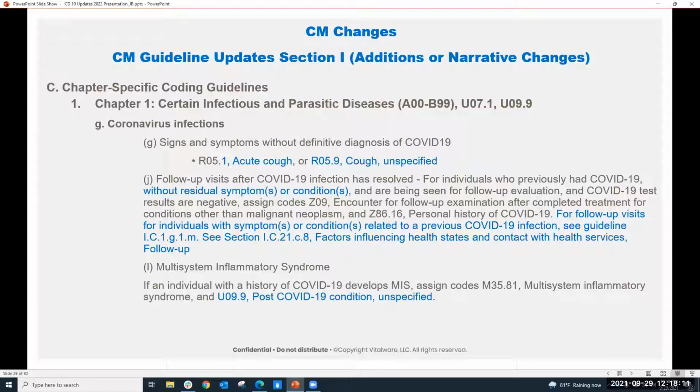And then the next paragraph is the multisystem inflammatory syndrome. If an individual with a history of COVID-19 develops MIS, you should assign codes M35.81 and U09.9. You should not assign a personal history of COVID code in this circumstance because the patient is having an associated lingering condition.